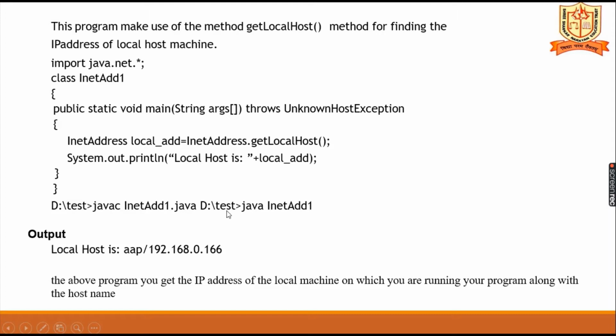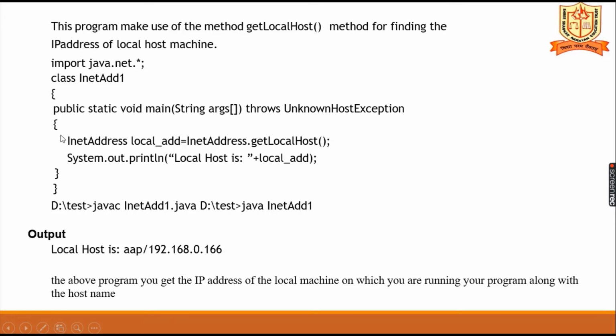So here in this program, after compiling with javac, what is the class name? InetAdd1.java, and after compilation you have to run the program with java InetAdd1. So what does it retrieve? getLocalHost, so the IP address of this is retrieved. Is it clear?